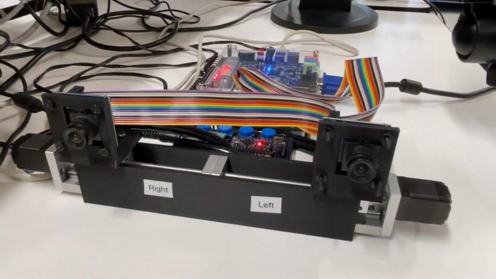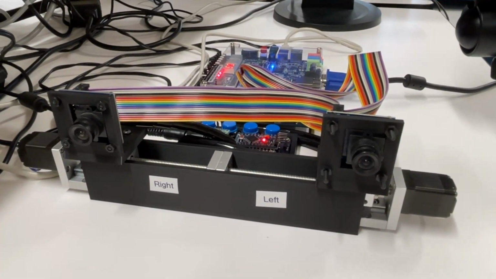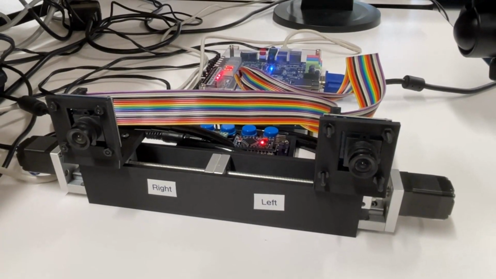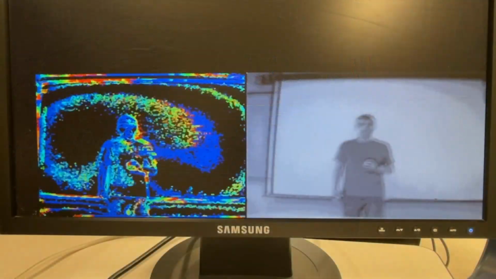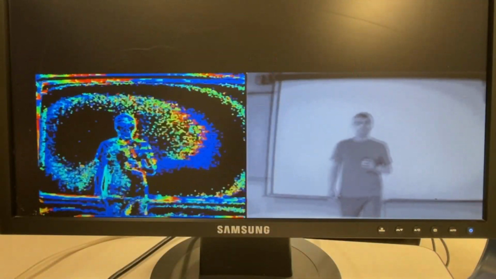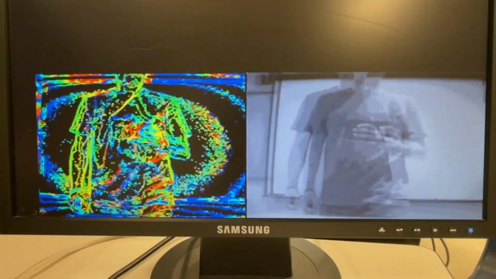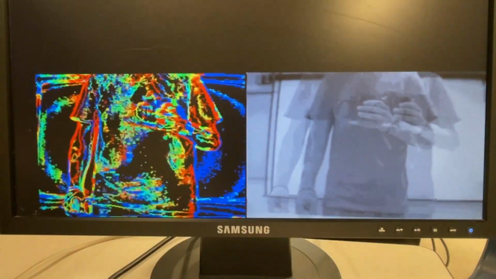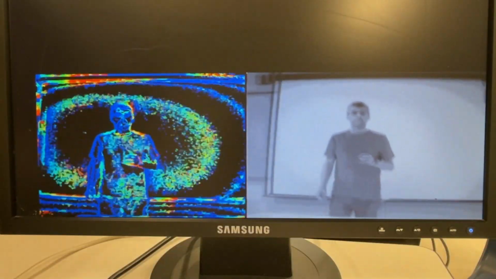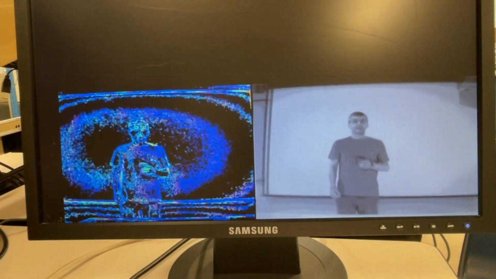Now look at how increasing the baseline, the distance between the two cameras, will allow us to see objects, things far away from the cameras. First, again, here is the SAD algorithm. This is when I'm using again the Census disparity calculation algorithm.